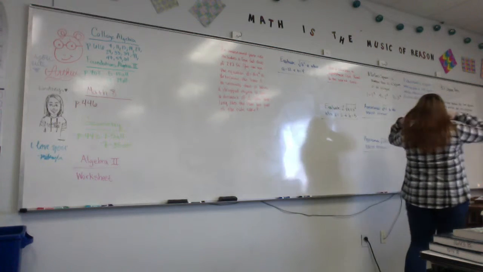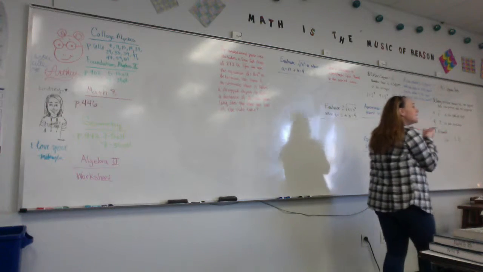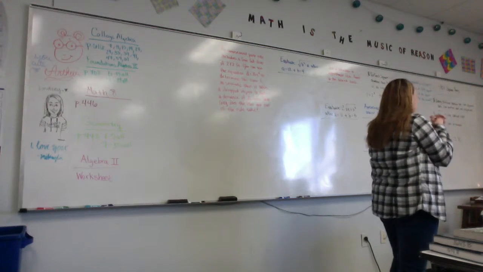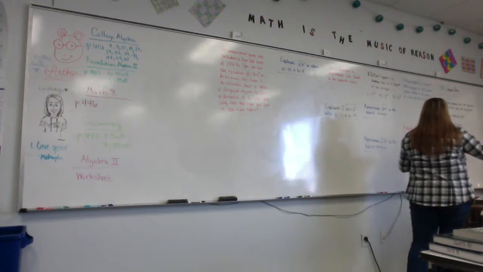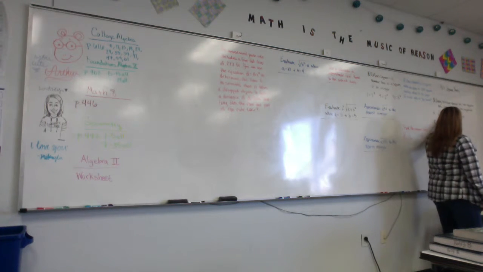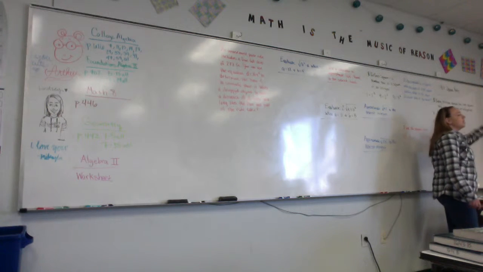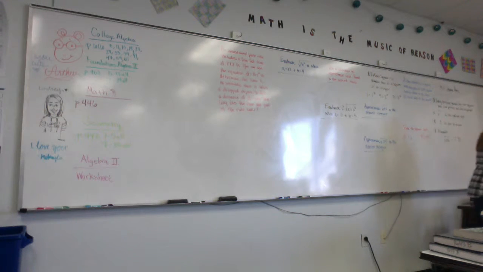Okay, 9.1, square roots. Every positive number, not negatives, has 2 square roots. One is positive and one is negative. This symbol right here is called the radical sign. It's what tells me I'm taking the square root of something. It says, what is the square root of this? When you see that sign, that's what it's asking.